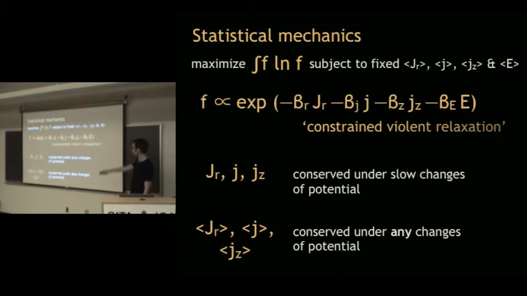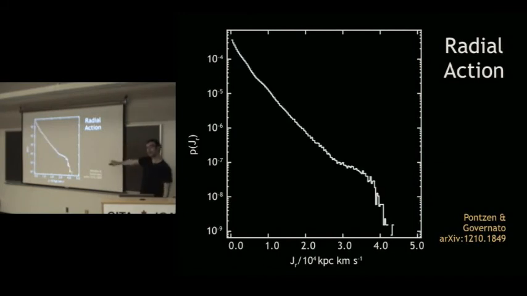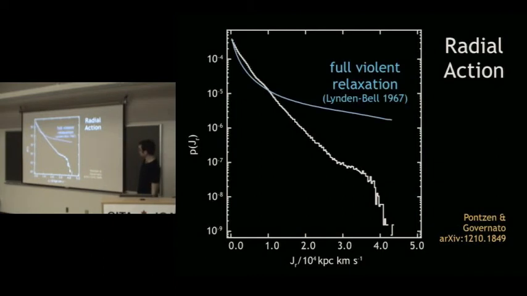And you get something that looks very similar. The maths is pretty straightforward. You just chain on extra Lagrange multipliers, beta r, beta j, beta z, multiplying these properties of the particles. And so you can then go and test that idea against what you actually get out of numerical simulations. So for instance, if you measure the distribution of these radial actions in a dark matter only simulation, that's just a histogram of the values of the radial actions in one of these simulations. If you compare that to what would have been predicted by the Lynden-Bell expression, it looks very wrong.